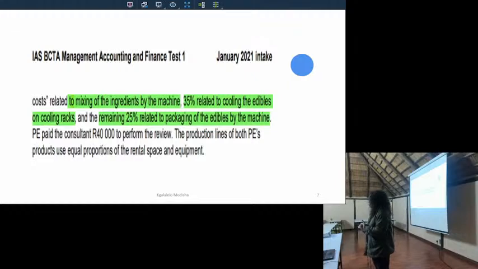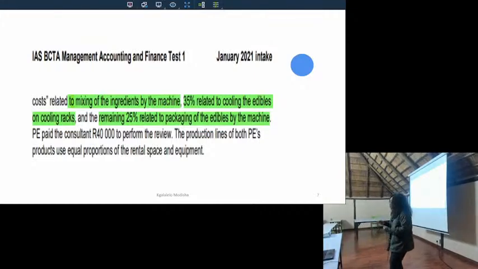Are you seeing that? And it was there. I told you it's by the machine. It's not something out of the ordinary. Are we comfortable with that? Cool. Then they tell you that the P paid the consultant 40,000 to perform the review. The production lines of both PE's products use equal proportions of the rental space and equipment.